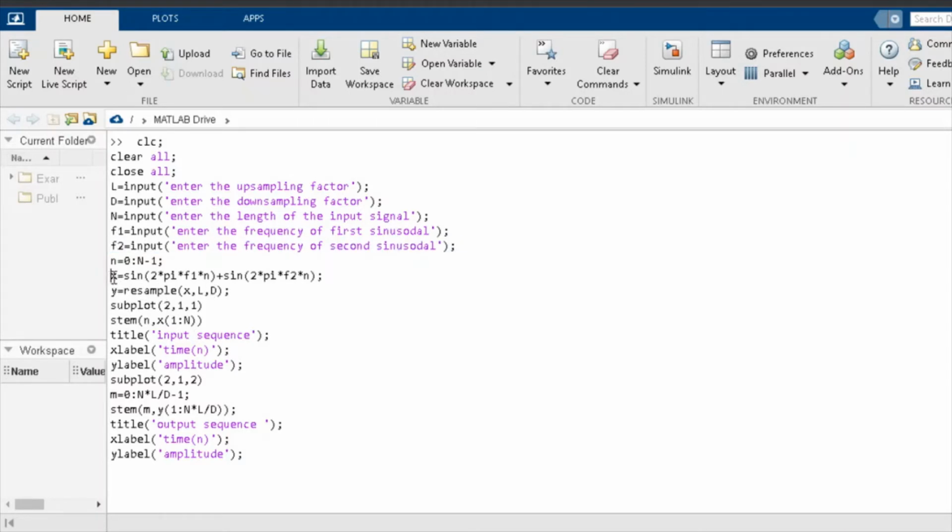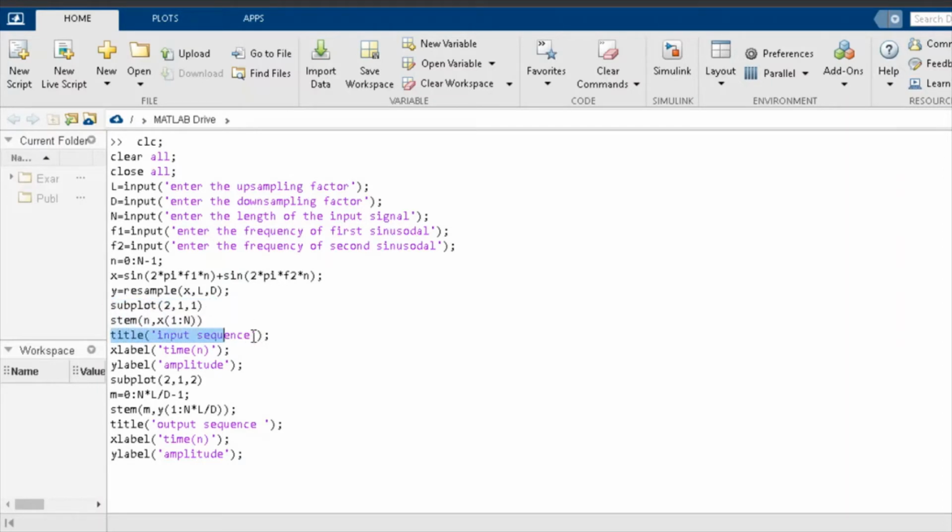Next is for the X variable, we're going to store there the total of the two sinusoidal. For Y variable, we're going to get the resampling with the parameters: the frequency, the upsampling rate, and the downsampling rate. Now we're going to plot it.